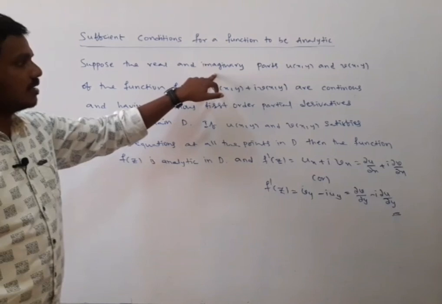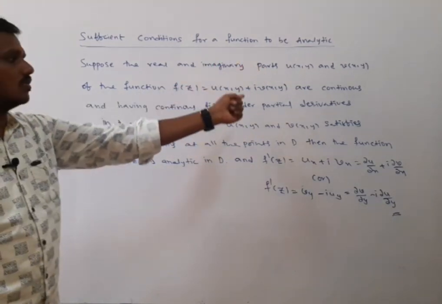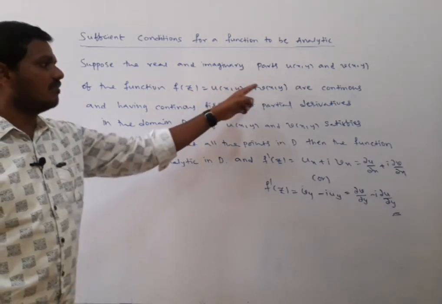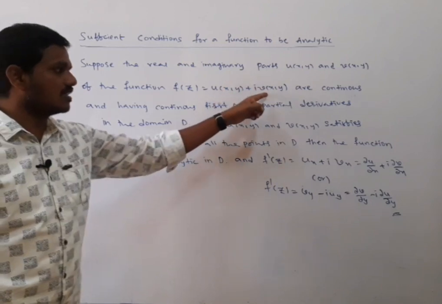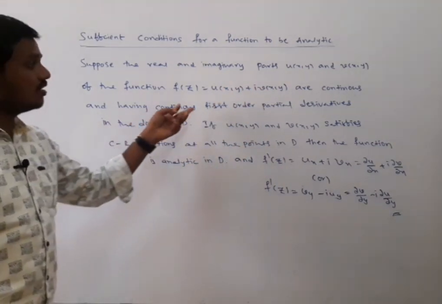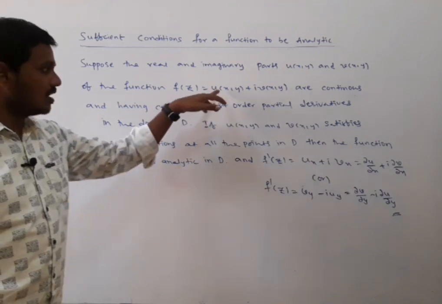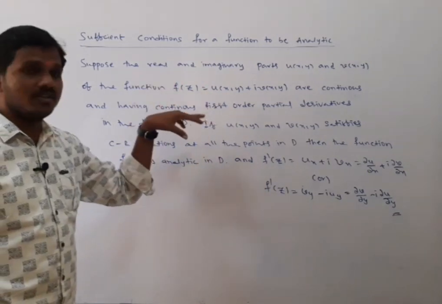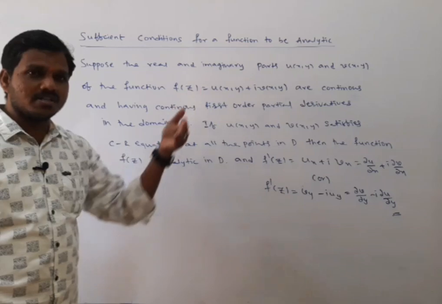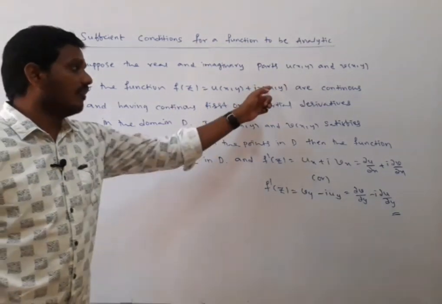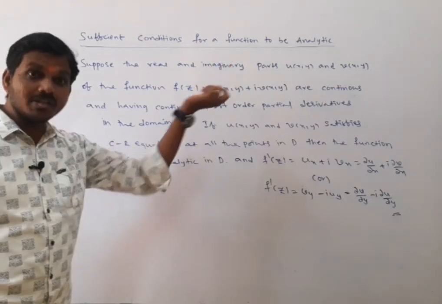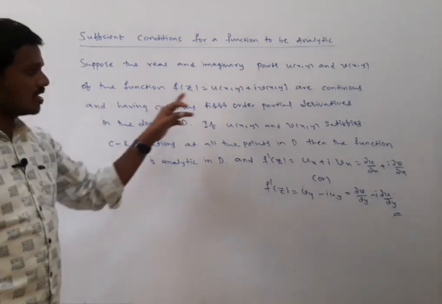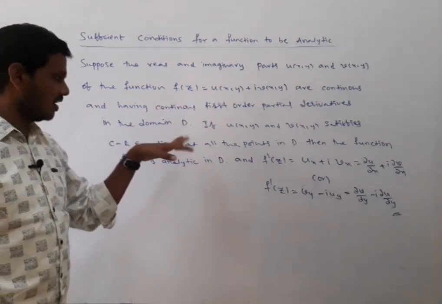Suppose f of z is equal to u of x comma y plus i v of x comma y, where u of x comma y is the real part and v of x comma y is the imaginary part, and they have continuous first order partial derivatives. For u, the first order partial derivatives are dou u by dou x, dou u by dou y. For v, they are dou v by dou x, dou v by dou y. They are continuous, right? Not only continuous, but having continuous partial derivatives in the domain D, if you consider the region D.